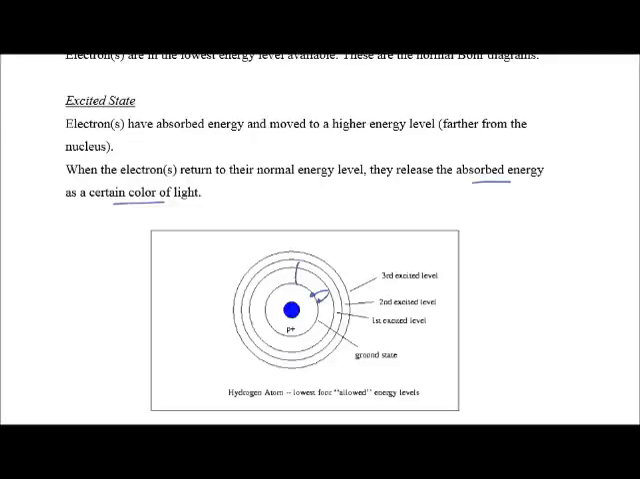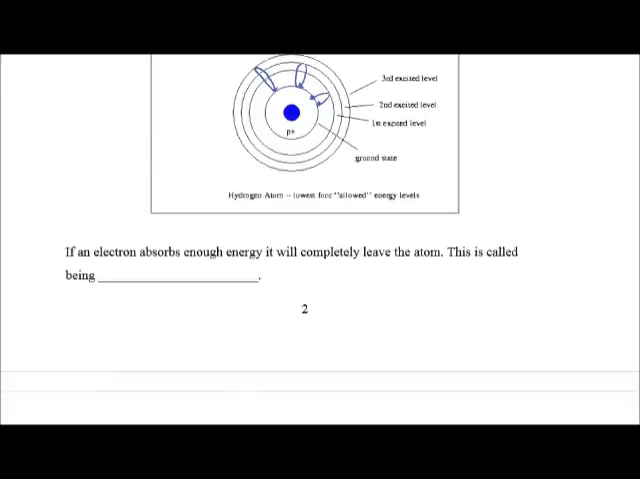It can absorb more energy, but then it falls back down. It can absorb a lot of energy, and then it falls back down. So those are all things that an electron can do. If an electron absorbs enough energy, it can leave the atom itself. And this is what we call being ionized.